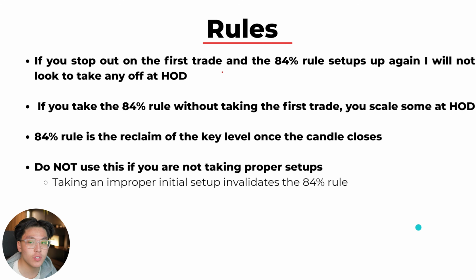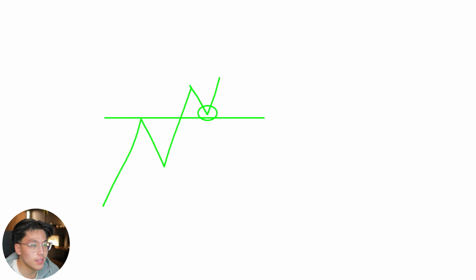So now let's talk about some rules, my personal rules, and how I trade the 84% rule. If you stop out on the first trade and the 84% rule sets up again, I will not look to take any off at high of day. So let's say, for example, on the first trade we have this nice break and retest. We look for an entry right here for this continued push back towards the upside. But price ends up breaking underneath this level.